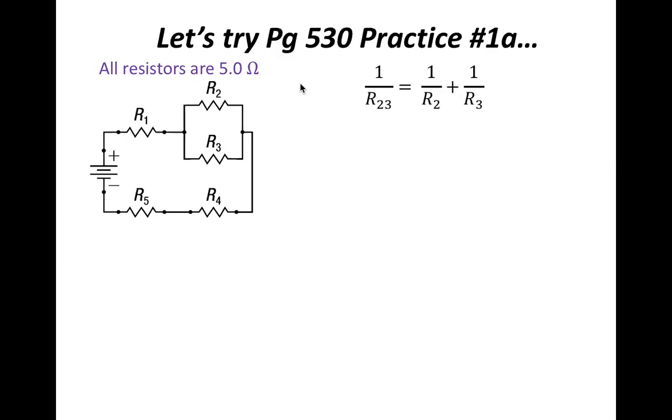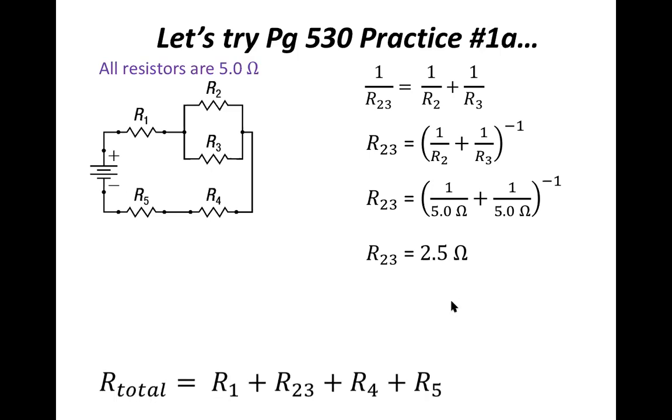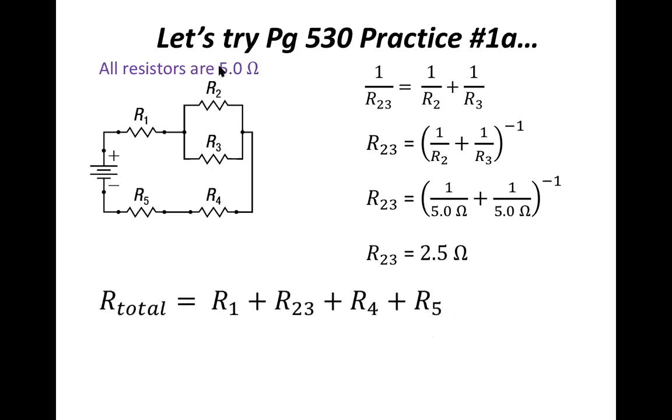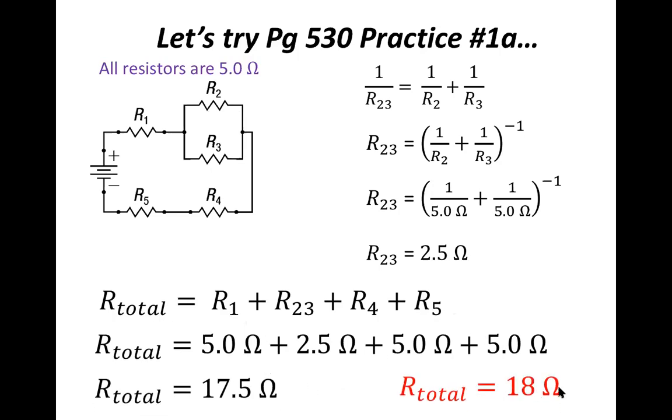First, we're going to collapse the smallest piece. The smallest piece is R2,3. This parallel equivalent resistance is 2.5 ohms. I remembered to take the inverse, or the reciprocal. And why would I do that? Now that I have R2,3, it's just a series circuit of resistors. So now we can just add them all up and get 17.5 ohms. And we'll want to round to 2 significant figures because the numbers given in the question have 2 sig figs.